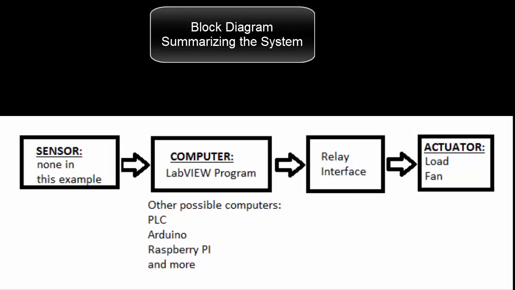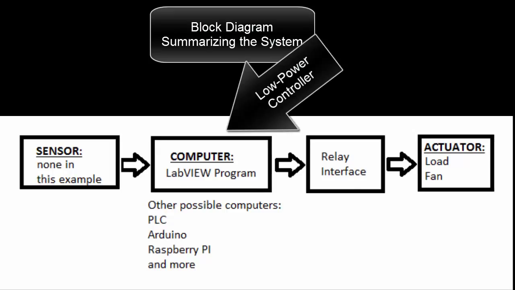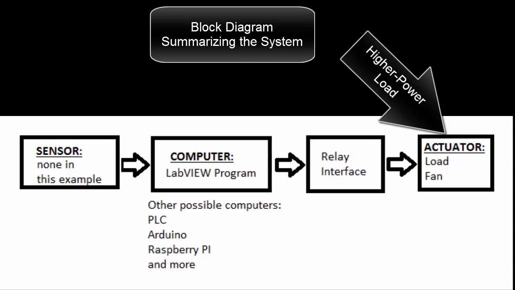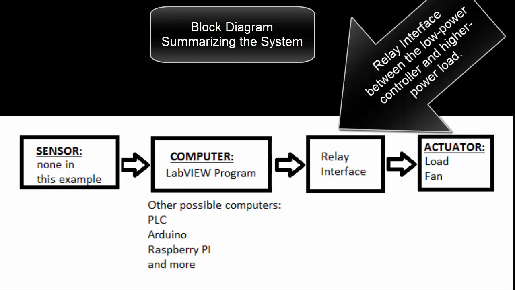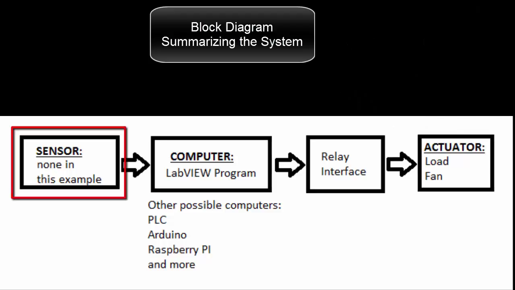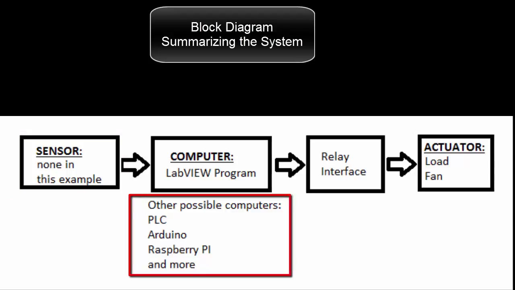Here's a block diagram summarizing the system. There's the low power controller, the higher power load, the fan, and the relay interface between the low power controller and the higher power load. There's no sensor in this example. Other possible computers include PLC, Arduino, Raspberry Pi, and others.